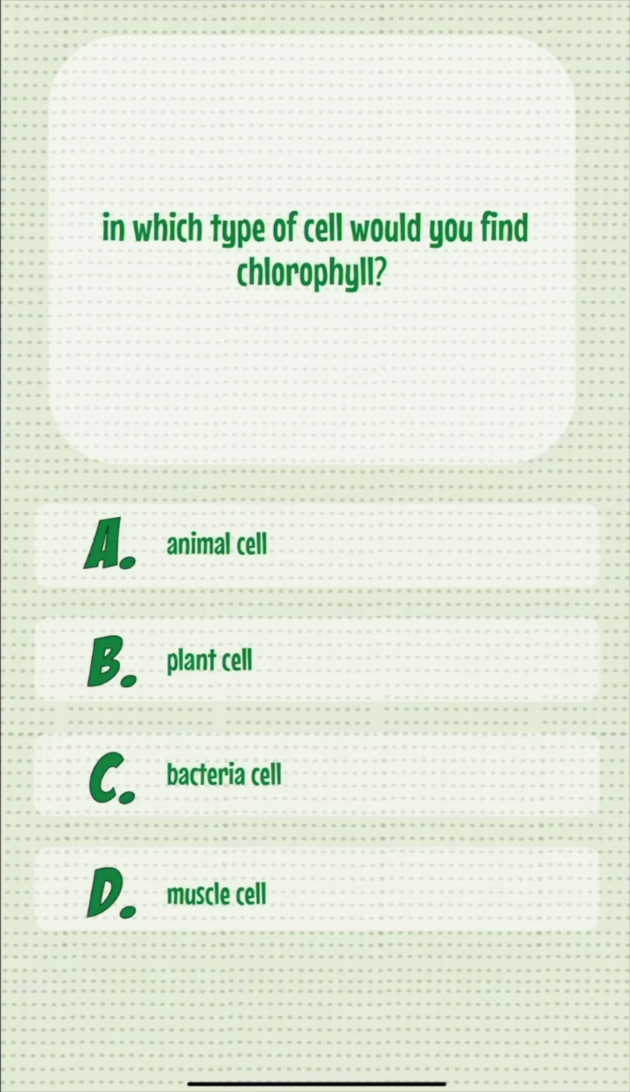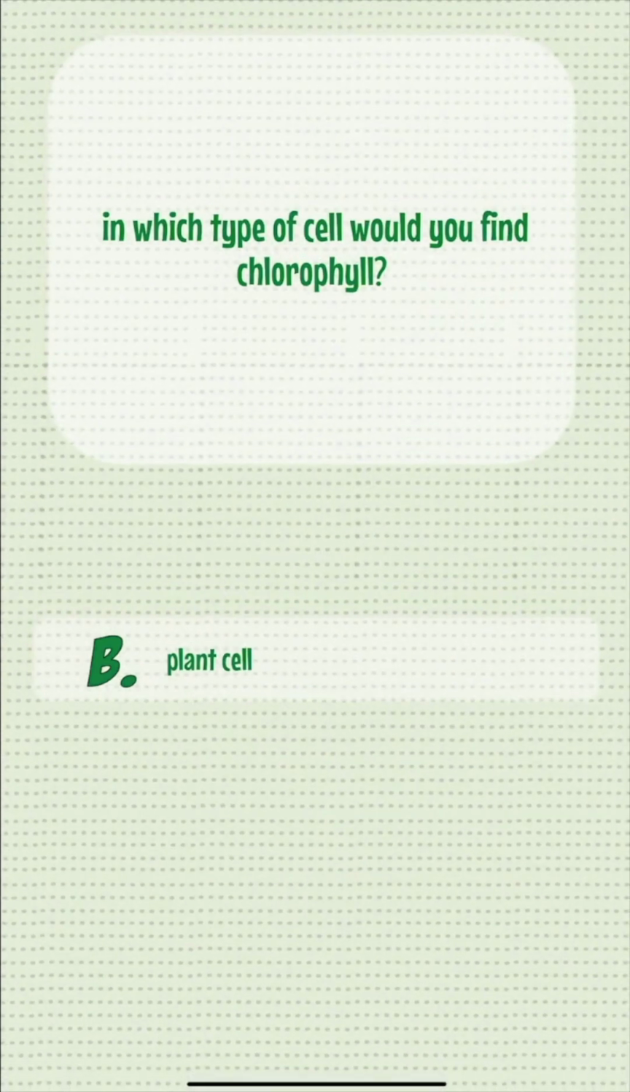Next up, in which type of cell would you find chlorophyll? Again, mentioned this already. Not animal cells. Remember, the whole point of chlorophyll is to photosynthesize. So not in animal cells, because we don't photosynthesize. Muscle cells are also a type of animal cell. Bacteria cells don't photosynthesize. It would be a plant cell. Well done.